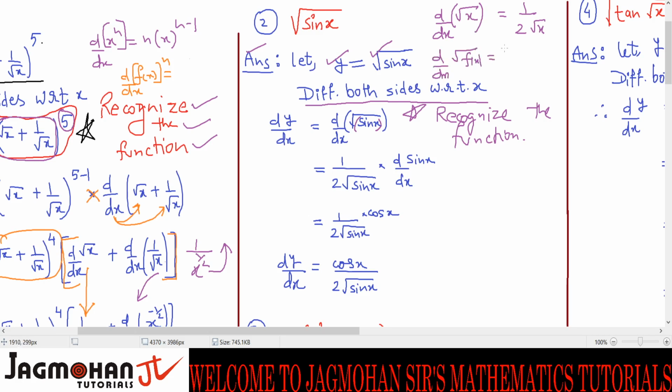Remember what you wrote? You can check the last video. d by dx of root f of x is 1 upon 2 root f of x into d by dx of f of x. So here it is 1 upon 2 root sin x into d by dx of sin x. And what is d by dx of sin x, my dear students? It is cos x. So you get cos x upon 2 root sin x.